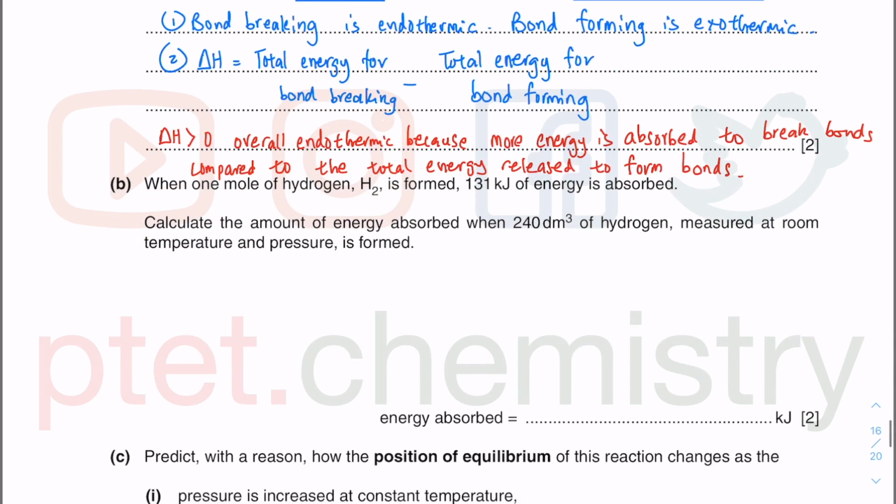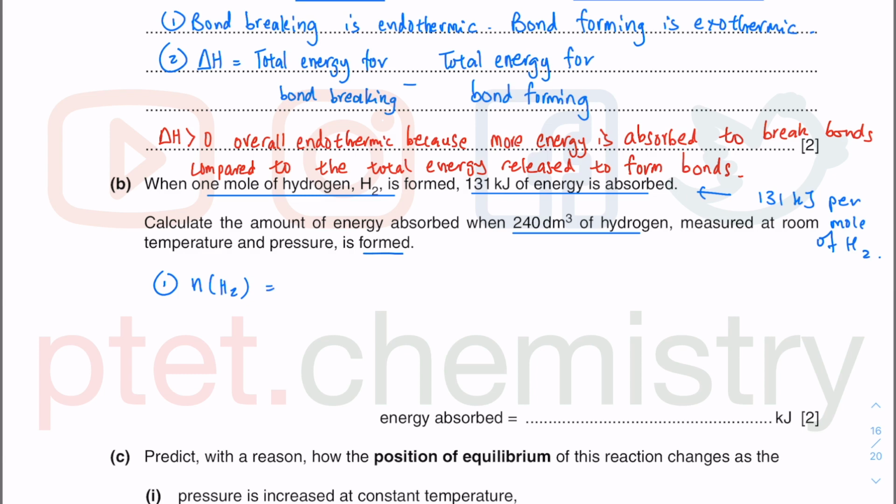Part B, this is about calculations. So when you form 1 mole of hydrogen, you absorb this much energy. So this thing here is 131 kilojoule per mole of hydrogen gas. So when you form 240 dm cube of hydrogen, the first thing you do is find the mole of the gas, meaning the mole of the hydrogen, which I will write as n(H2). This is going to be the volume of the gas, this is in dm cube.